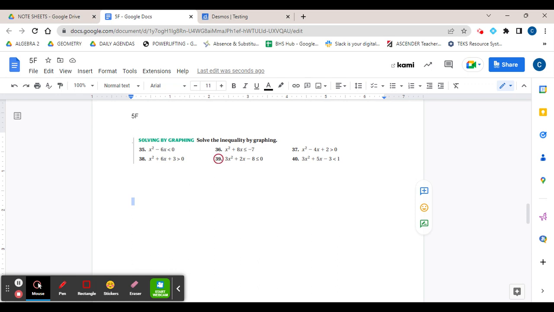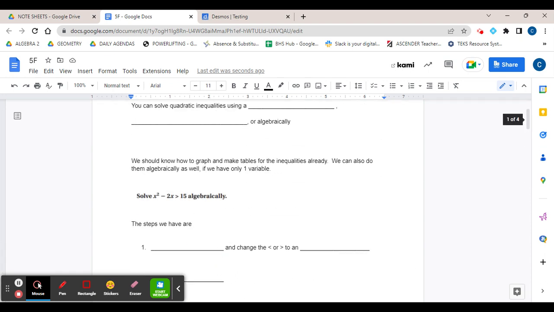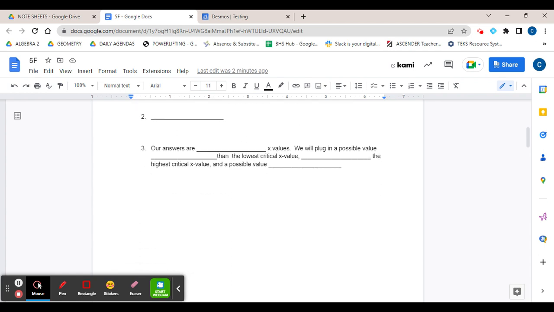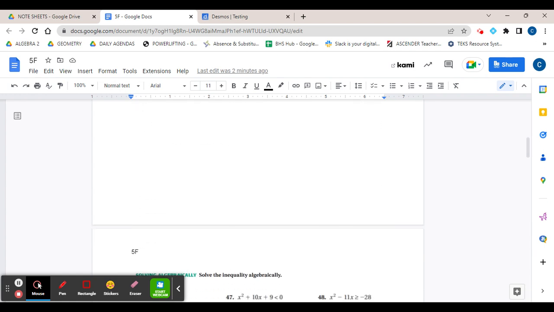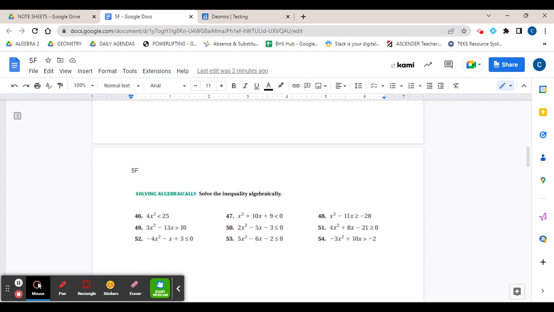Okay, good evening. Doing another video here to go over the 5F notes and solving inequalities by graphing. So up here on the other video, I sort of gave it to you how to do it algebraically, where you set it equal to 0 and factor it out, which we learned how to do way back, I believe, in Unit 4. But what we can also do if we want to is graph them, okay?